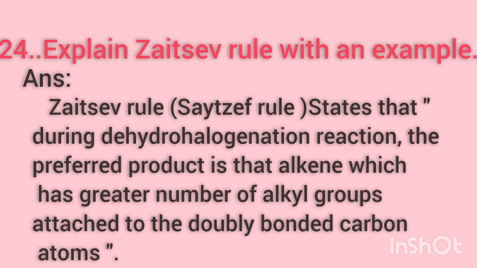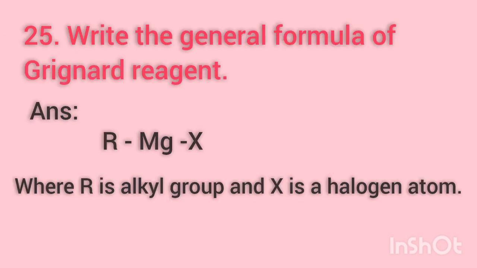24th question. Explain Zaitsev rule with an example. Zaitsev rule states that during dehydrohalogenation reaction, the preferred product is that alkene which has the greater number of alkyl groups attached to the doubly bonded carbon atoms. 25th question. Write the general formula of Grignard reagent. Answer. RMgX, where R is the alkyl group and X is a halogen atom.